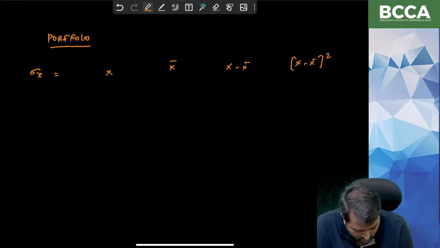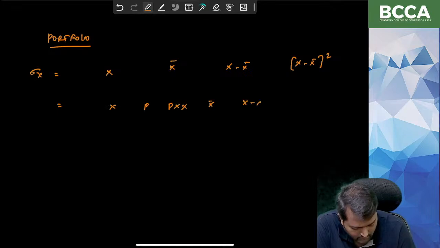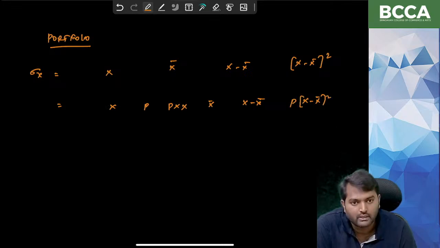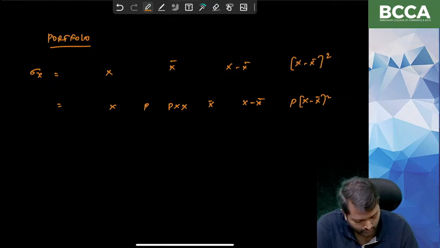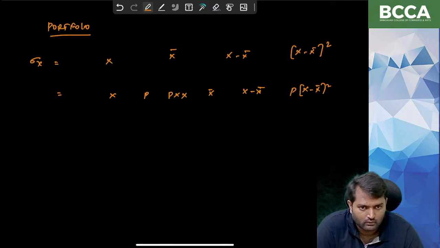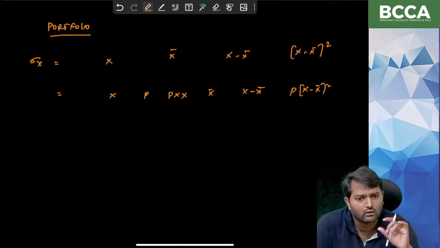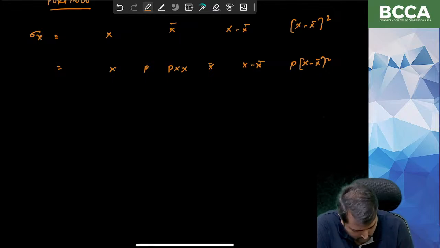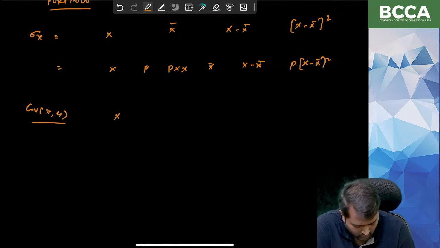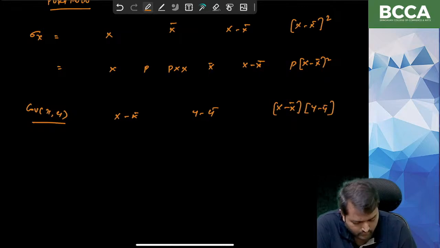When future data is given, then the columns will be x, p, p into x, x bar, x minus x bar, and p into x minus x bar square. Yes or no? I hope you remember the formulas, but I'm just revising what are the columns to be taken. Next, for covariance of x and y, what are the columns? X minus x bar, y minus y bar, x minus x bar into y minus y bar.